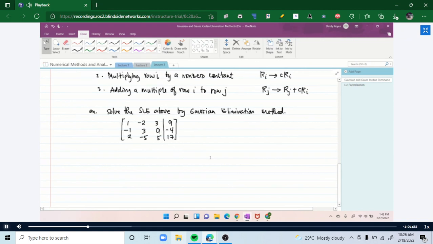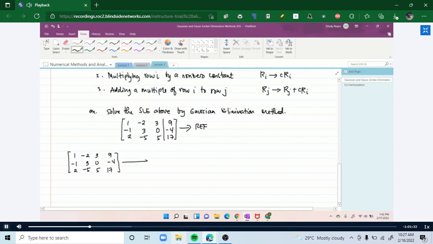Okay, we have to transform this into its REF, using elementary row operations. So let me just write that again. 9, negative 1, 3, 0, negative 4, 2, negative 5, 5, 7, 2.